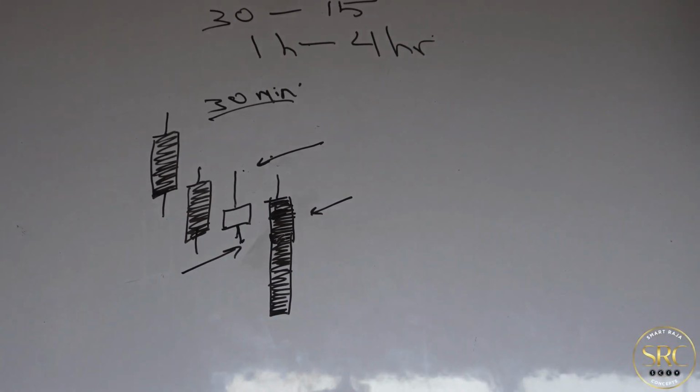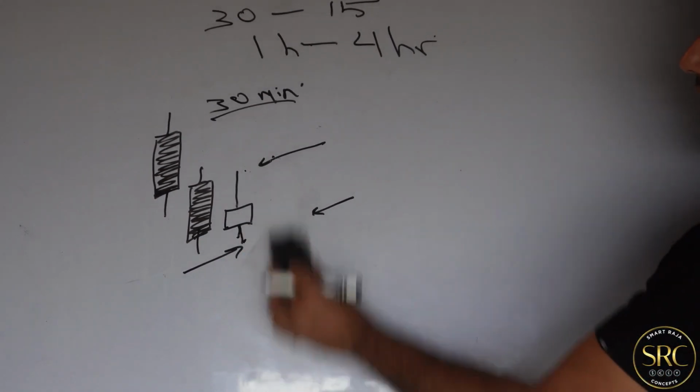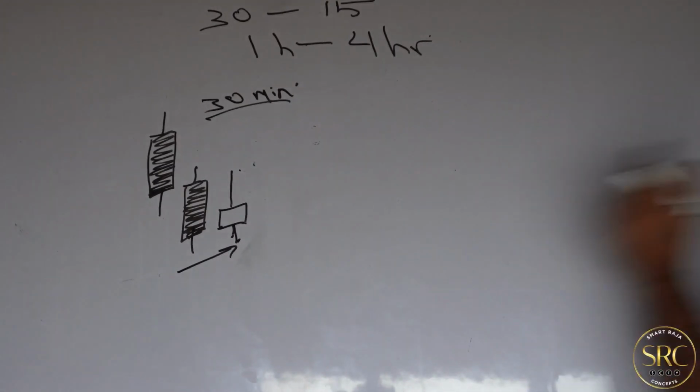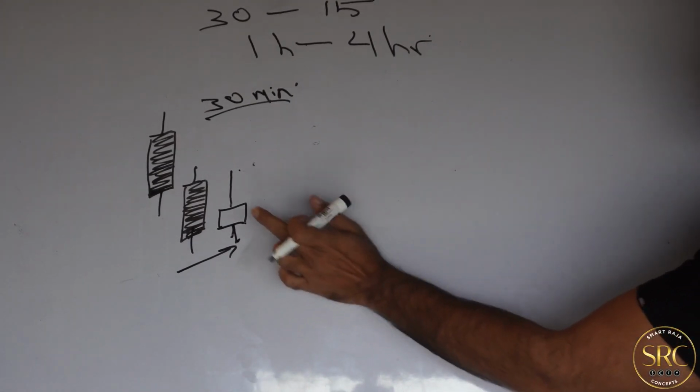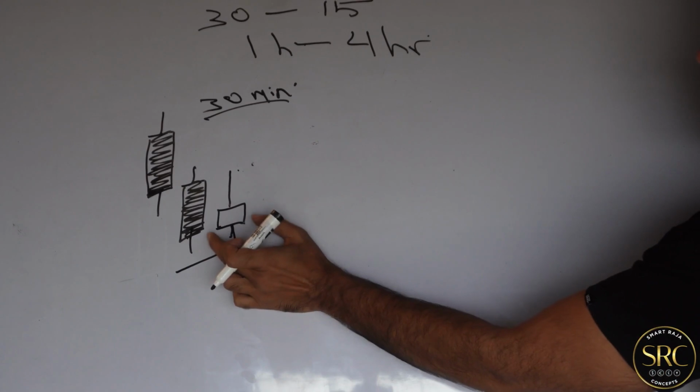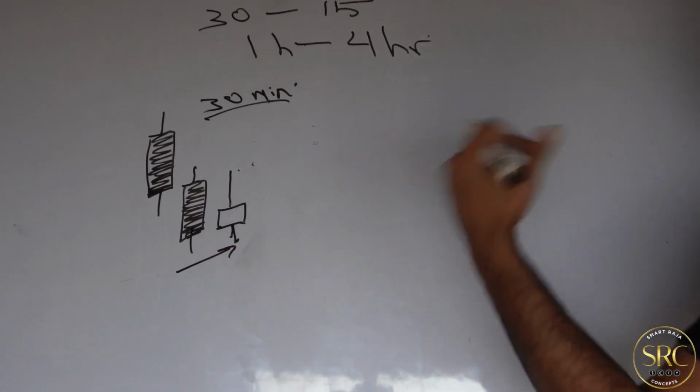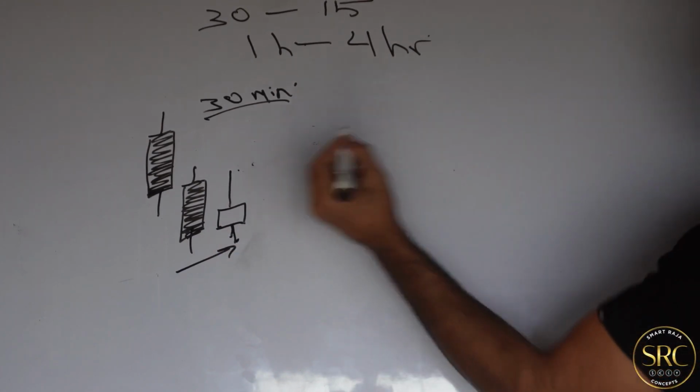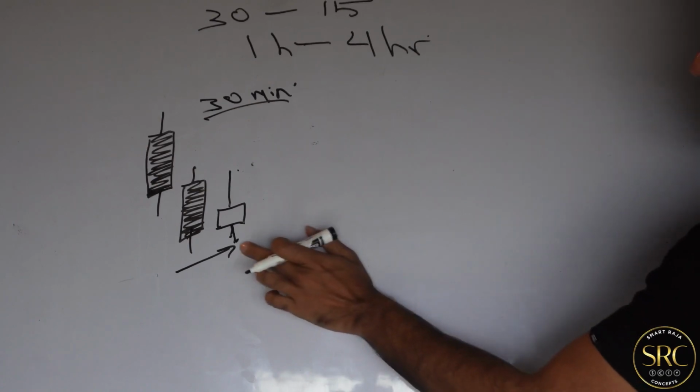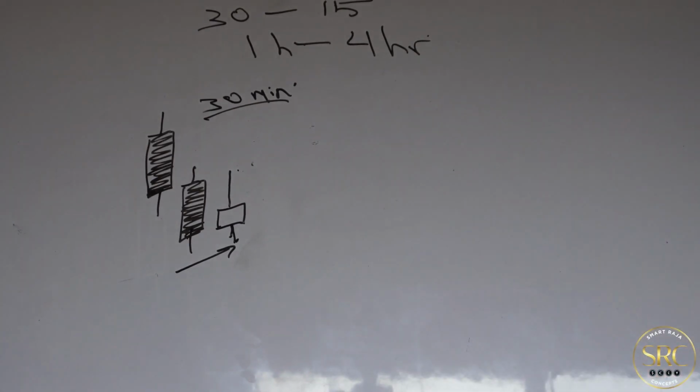But the trick is to actually wait for this candle to form. The trick is to wait to see if the candle is really forming. Once the candle forms like this, the next waiting situation is that you have to wait for the next candle to break the low at this point. This is something that has worked.